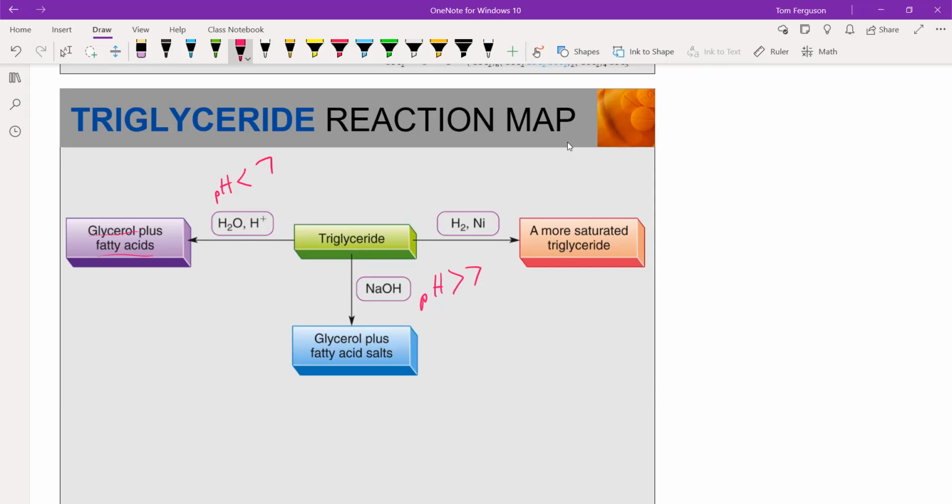And when you hydrogenate the triglyceride, you end up with a more saturated triglyceride. Now, if you're starting with a totally saturated triglyceride, nothing's going to happen if you hydrogenate it. Hydrogenation only works over double bonds. So if the fatty acids have no double bonds, you're not going to get any change.